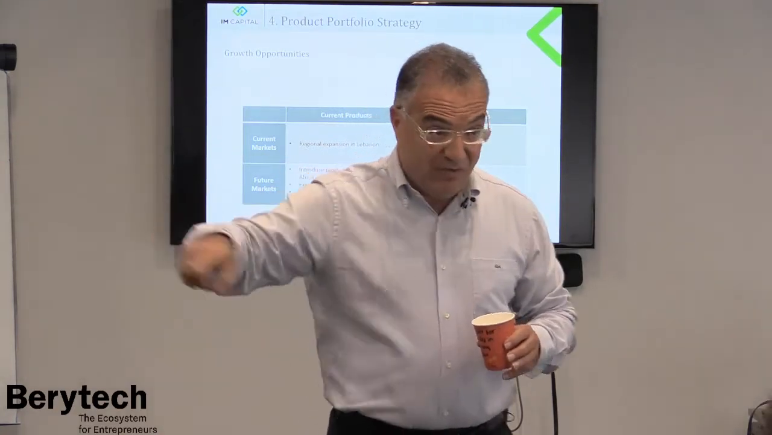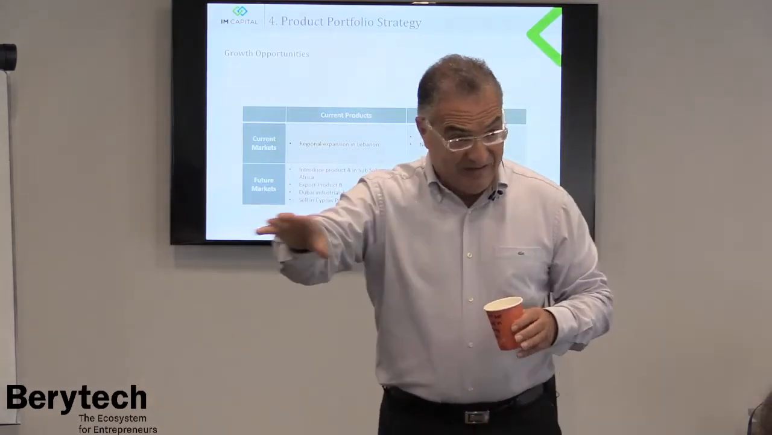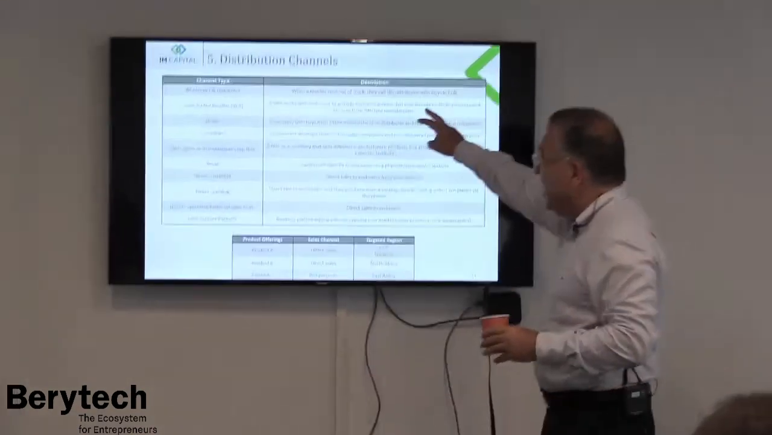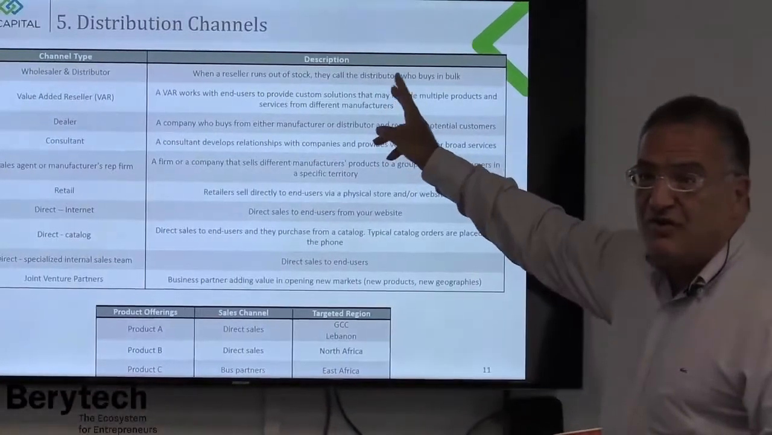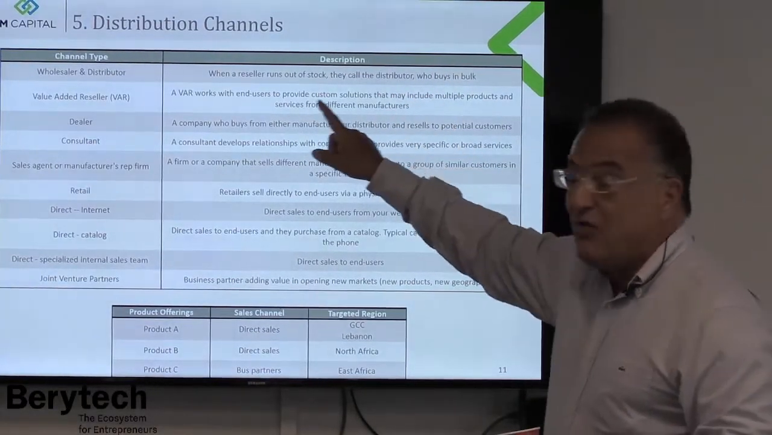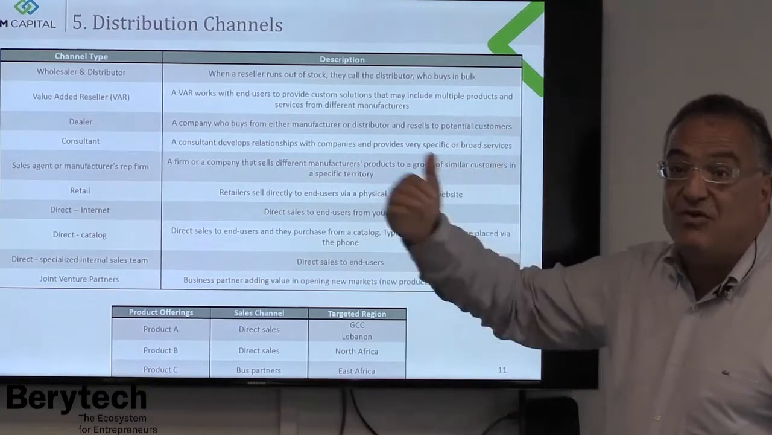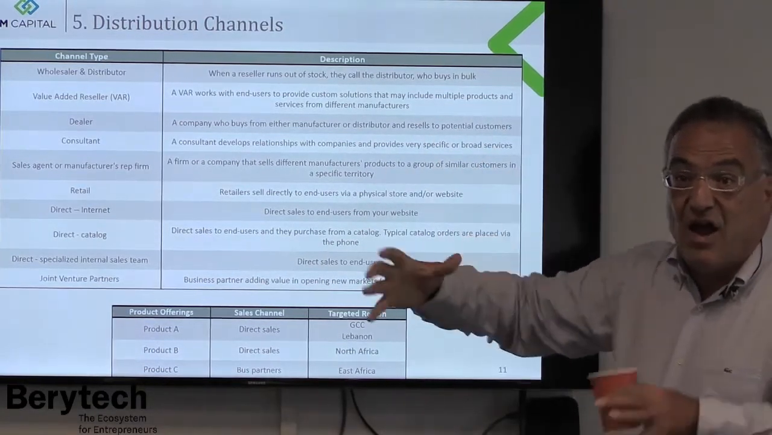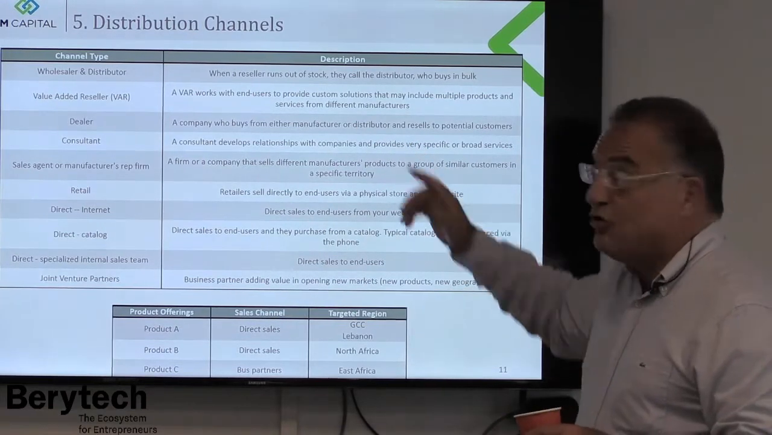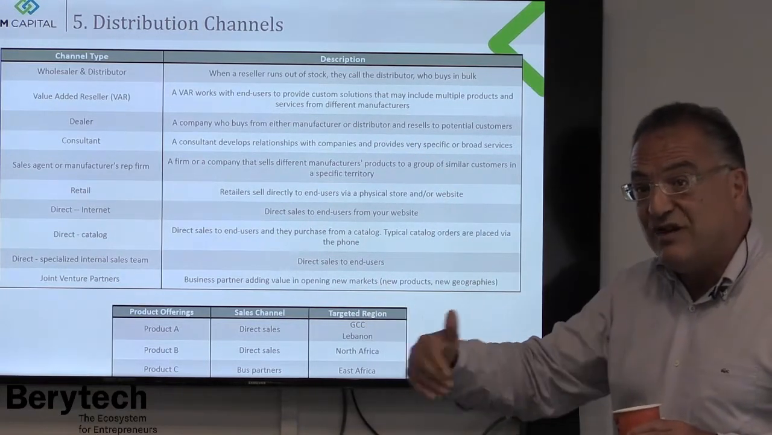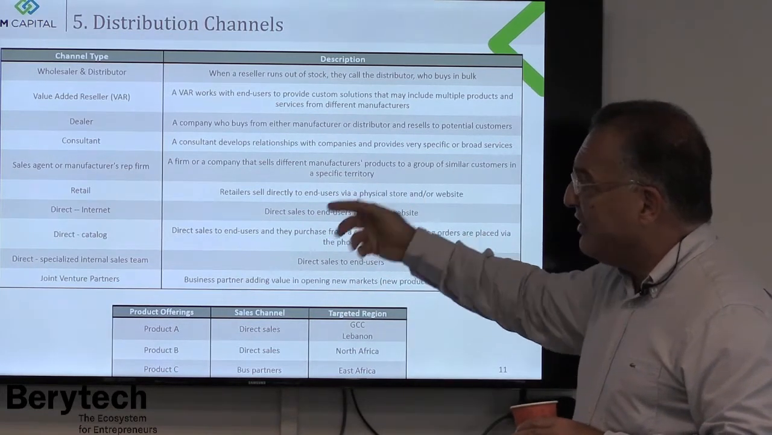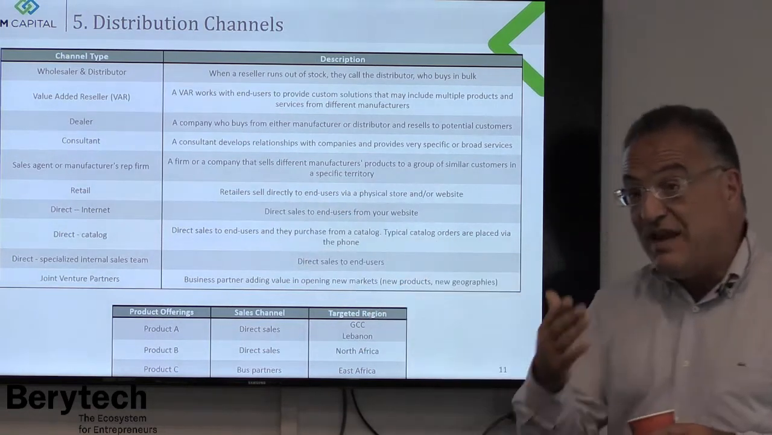You know, around this room you have about 6 or 7 different sales and distribution models. So what are these? Wholesaler or distributor, you could have a differentiation between the two: basically, who carries stock and who doesn't. The value-added reseller is a reseller who adds value because he's adding his software or other components and providing a total solution. A dealer, a straight dealer. It could be a consultant, somebody who is here to influence the pricing and the decision-making, a sales agent, retailers.